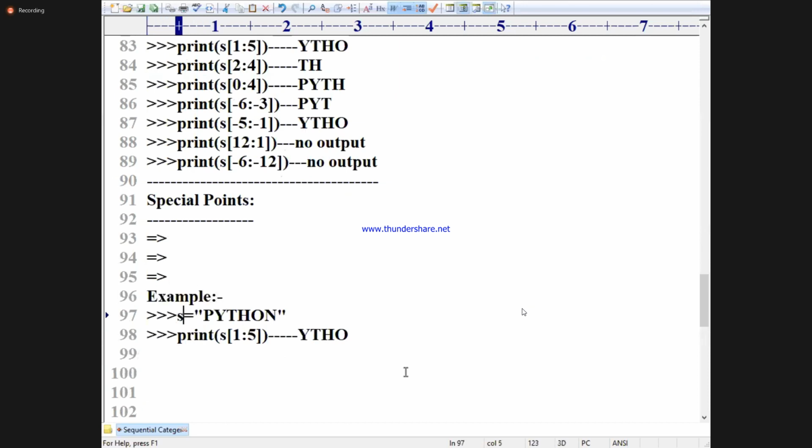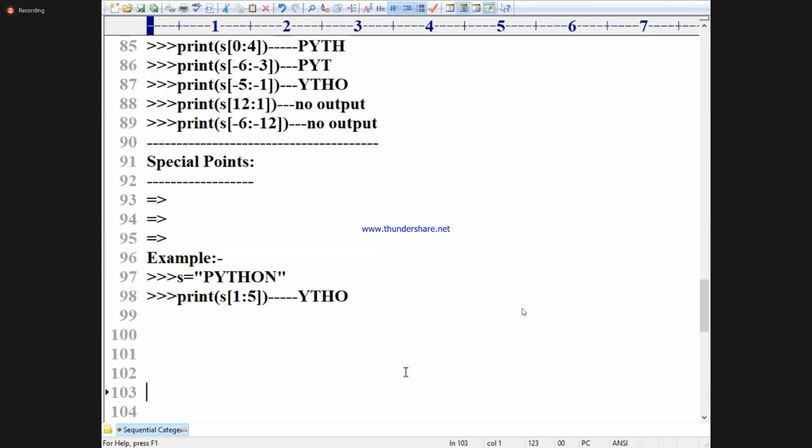Now, this is called Python. What is specified here? What is specified here? 1:50. Generally, everybody will expect what error? 50 is not an index. Generally, what will everybody expect? Index error. But will you get index error? No, we will not get it.